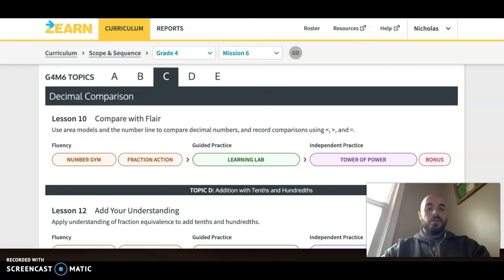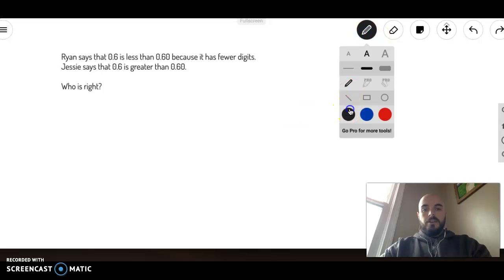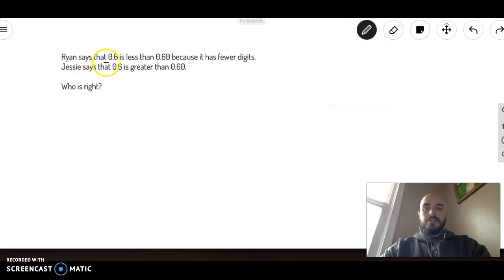Now to quickly go over a question that is going to be very common in this, we have here our question. It says, Ryan says that 0.6 or 6/10 is less than 0.60 or 60 hundredths because it has fewer digits. Remember, digits are the amount of numbers in the place value holders. And Jesse says that 0.6 or 6/10 is greater than 60 hundredths or 0.60. So who is right? So we need to decide if Ryan or Jesse is right. So let's compare these. So we have 0.6 and 0.60.